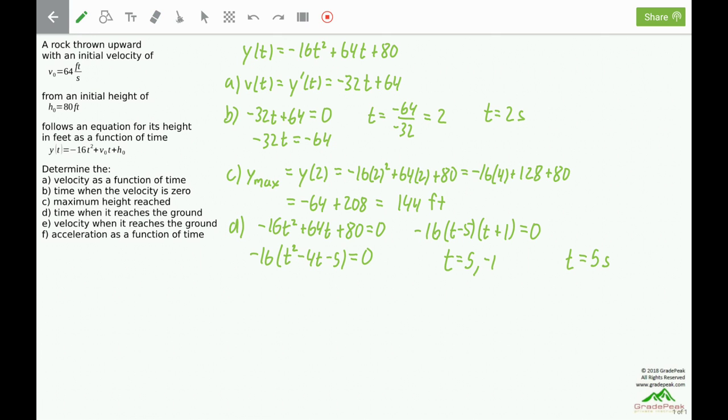For part E, we want to know the velocity when it reaches the ground. Well, we just found the time when it reaches the ground, so that could be plugged into the velocity function found in part A. So we will want v of that time we just found, 5 seconds. That will be negative 32 times 5 plus 64. Negative 32 times 5 is negative 160, plus 64, which will give us negative 96 feet per second. The negative indicates headed downward when it reaches the ground, as it should be.